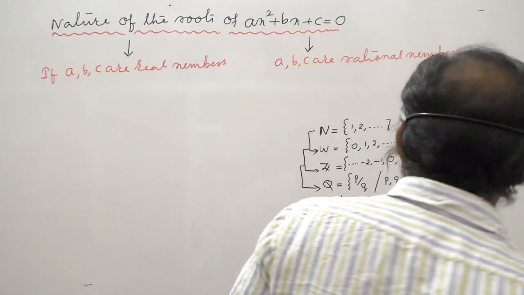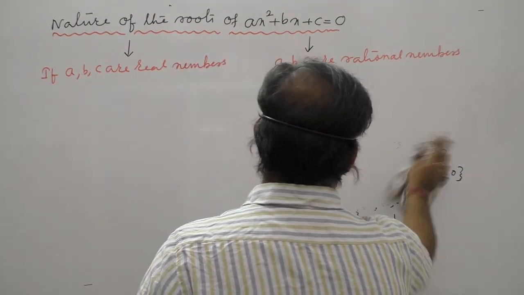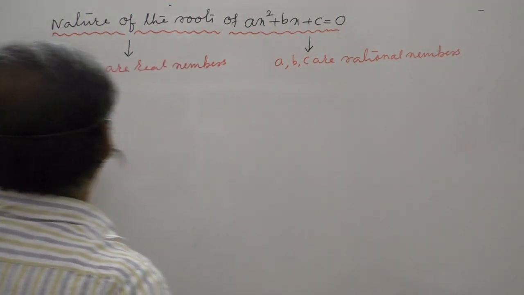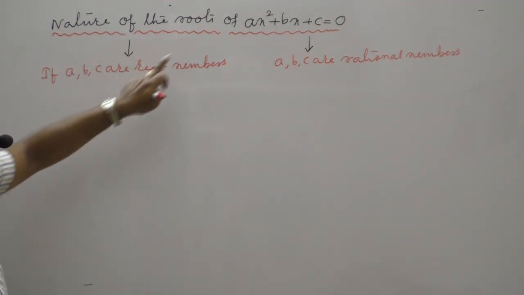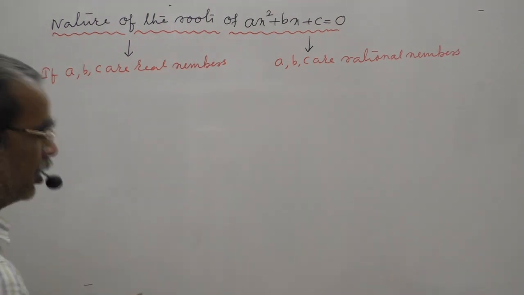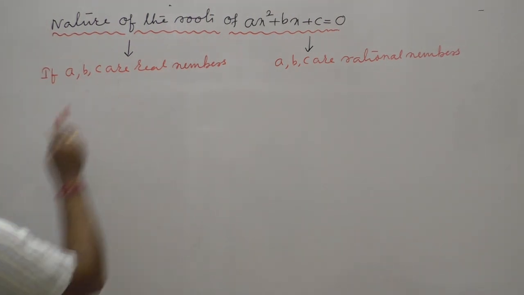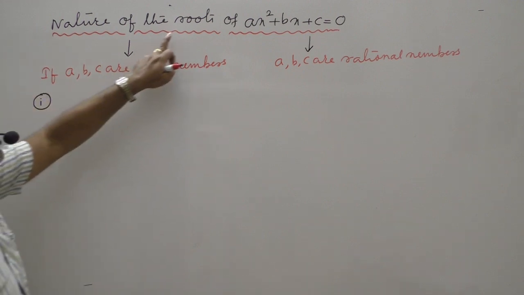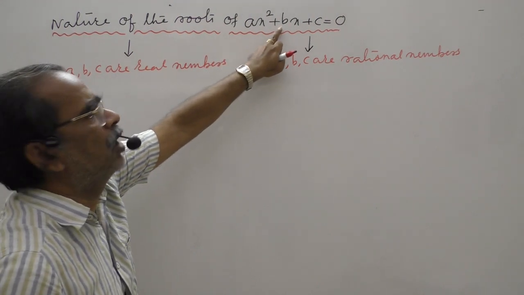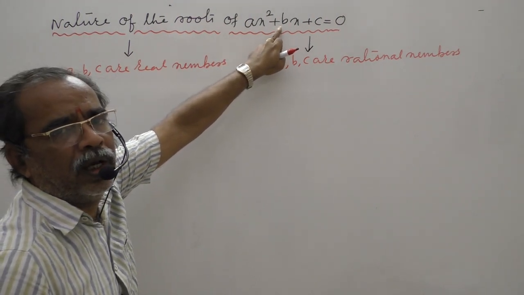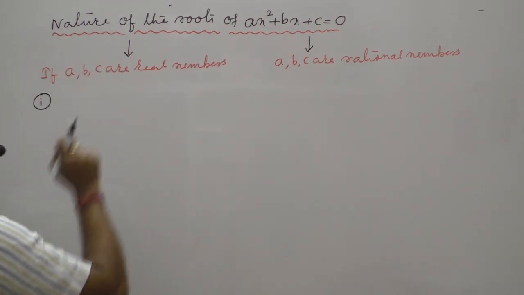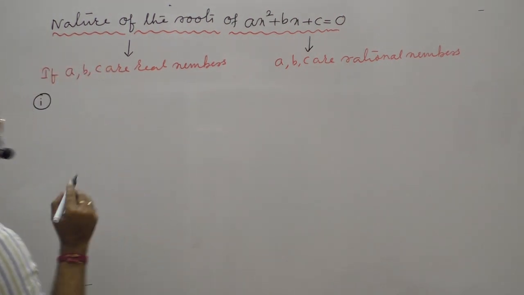So here we will discuss the nature of the roots in two different cases. One is for when a, b, c coefficients are real numbers, and the other for rational numbers. So here in the first case, please see number 1. We are discussing the nature of roots of this equation, ax square plus bx plus c. The nature of the roots depends on the discriminant.